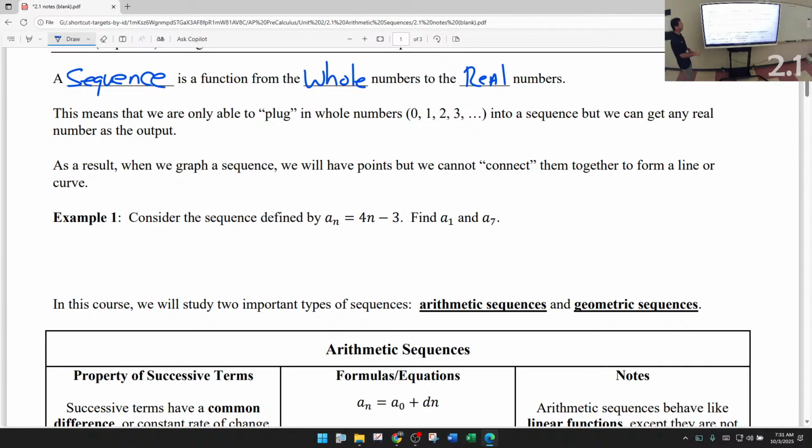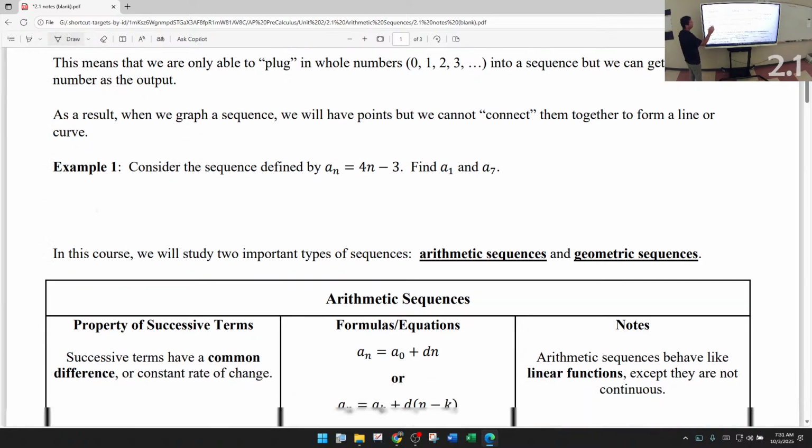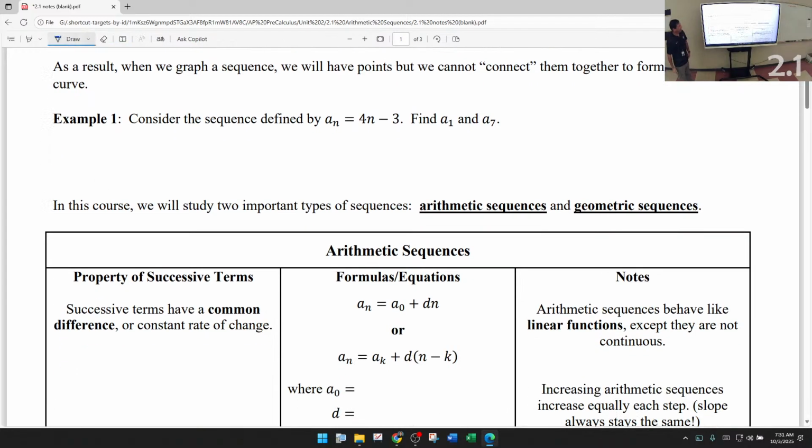Okay. So here we go. This is example number 1. We just jump right into it. So consider a sequence defined by a sub n. That's how they'll define these. They'll define them as a sub n. They might use g sub n, okay? There's a reason why they use a, and there's a reason why they'll use g, but a sub n is equal to 4n minus 3. So this is somewhat linear, but it's not linear because we don't connect it. But we have a slope and you have a y-intercept. So at least you can recognize that that's a slope and a y-intercept. Good. But they want me to find a sub 1, and then they want me to find a sub 7.